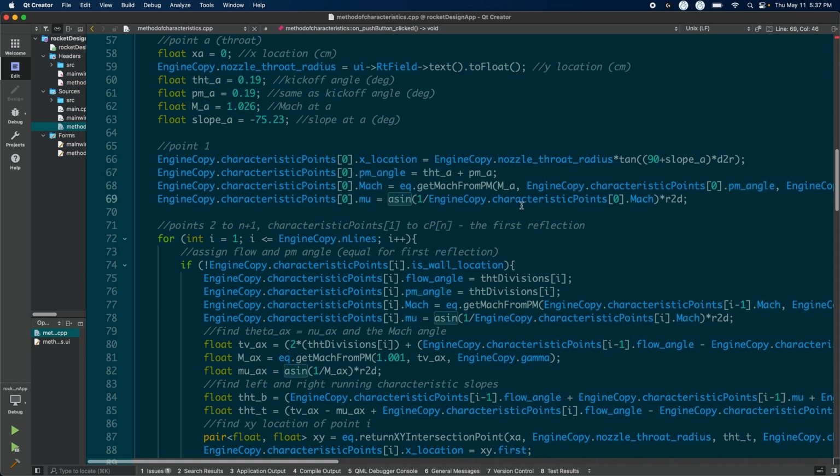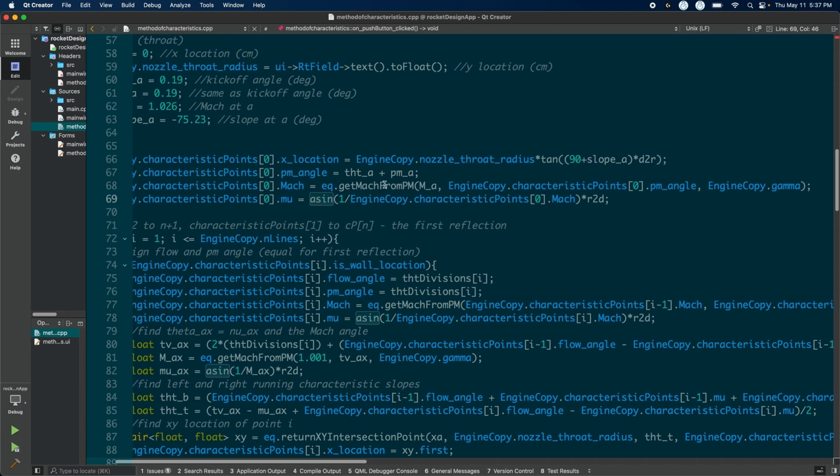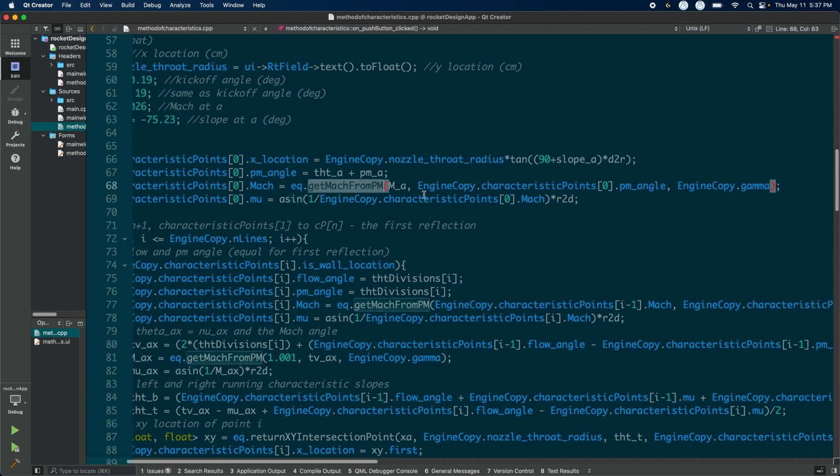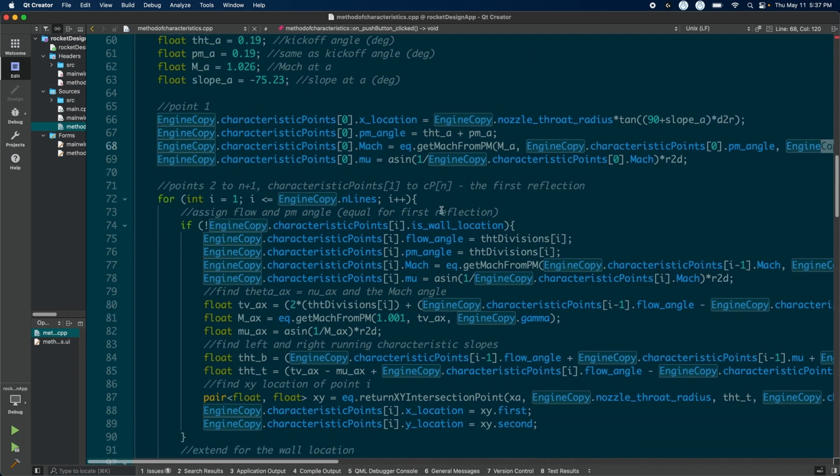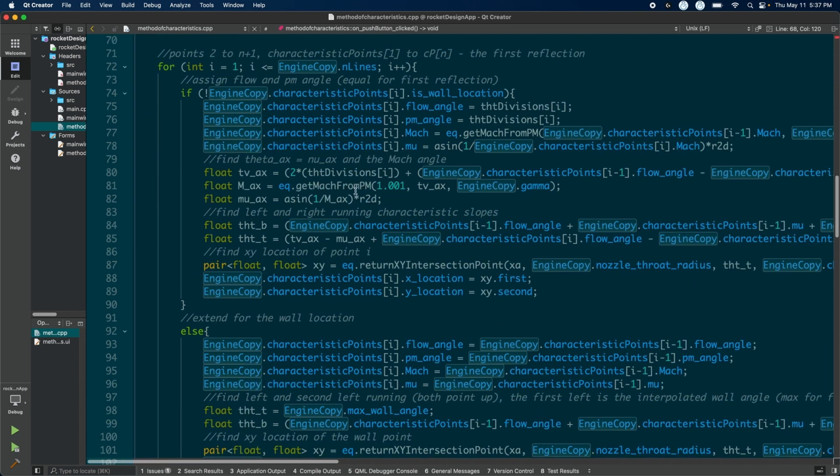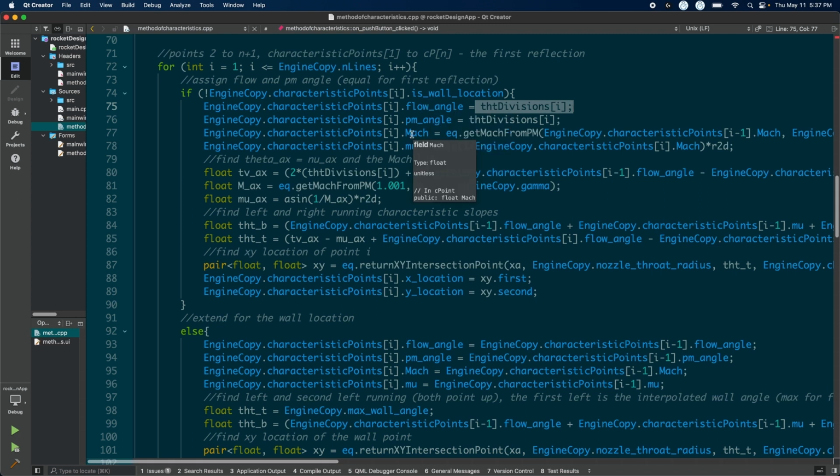To get the Mach number, I use the get Mach from Prandtl-Meyer method, pass in my Mach number originally, which is 1, pass the Prandtl-Meyer angle and the gamma, the specific heat ratio, and then I can continue with the rest of the algorithm. So if it is a wall location, I have my theta divisions, that is my interpolation, that's my flow angle here. Get the Prandtl-Meyer angle, the first reflection, they are the same. I get the Mach number and the Mach angle.